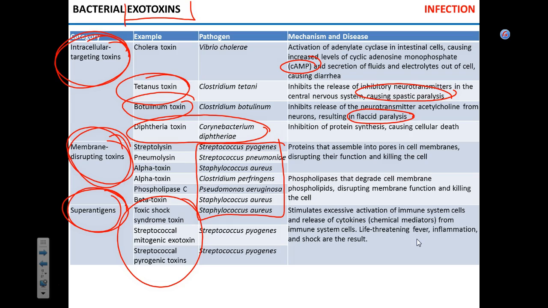Does that make sense? Did I make myself clear about the kind of question that I can ask about these? Okay. I can give you an example, and by reading through the example, you have to define what kind of toxin it is, out of these three. You got it? Moving on.